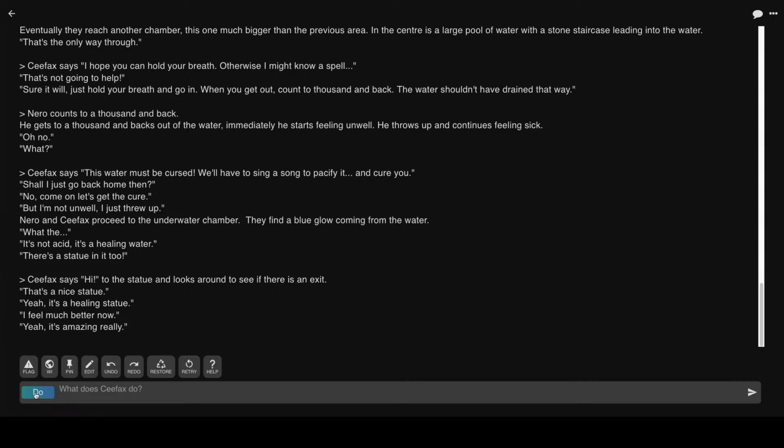Maybe going into story mode and saying Nero and Cefax leave the healing pool and move along the corridor to find the Staff of Zalos in the room beyond. I'm not sure why the AI is tripping up so much. Let's say Nero and Cephas leave the healing pool and move along the corridor to find the Staff of Zalos in the chamber beyond. Yeah, give that a go.